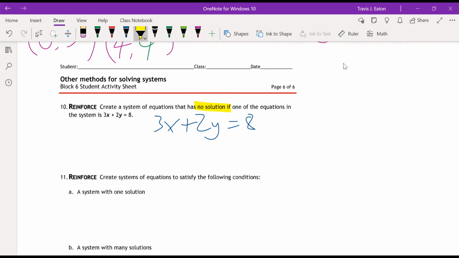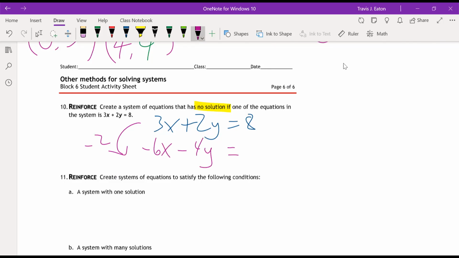Well, it's really simple. I want you to pay very close attention to this. If I take this equation and multiply it by another number, any number, it doesn't matter what it is, let's say negative 2, then 3 times negative 2 would be negative 6x, and 2 times negative 2 would be negative 4y.